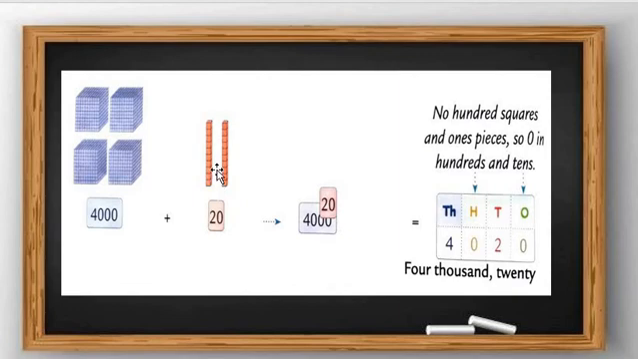Got my point? So we write all the positions here. In the 1,000 place 4, in the 100 place 0, in the 10 place 2 and in the 1 place 0. So 4,020. Got my point, all students? 4,020 is our answer.